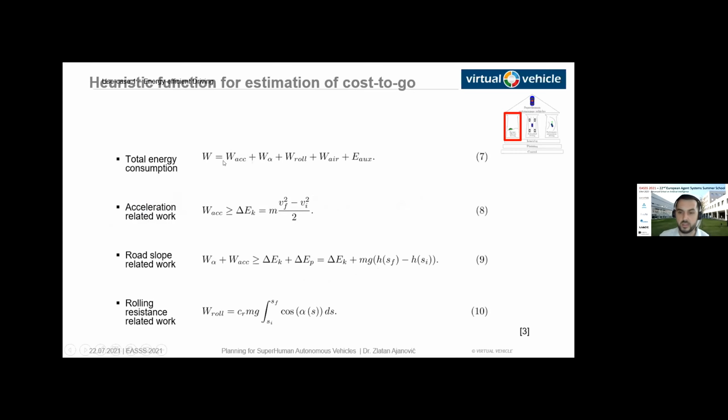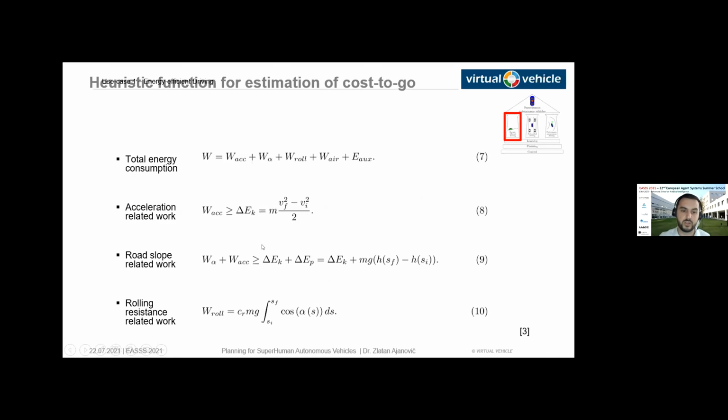And if we split based on this formula, we can get the total consumption energy. We can split it into different components. So this was the part of my work, how I formalized it, so that we can get a nice heuristic function. So we split it into acceleration related work, road slope related work, roll related work, and air drag related work, and also auxiliary related work. So these are air conditioning and so on.